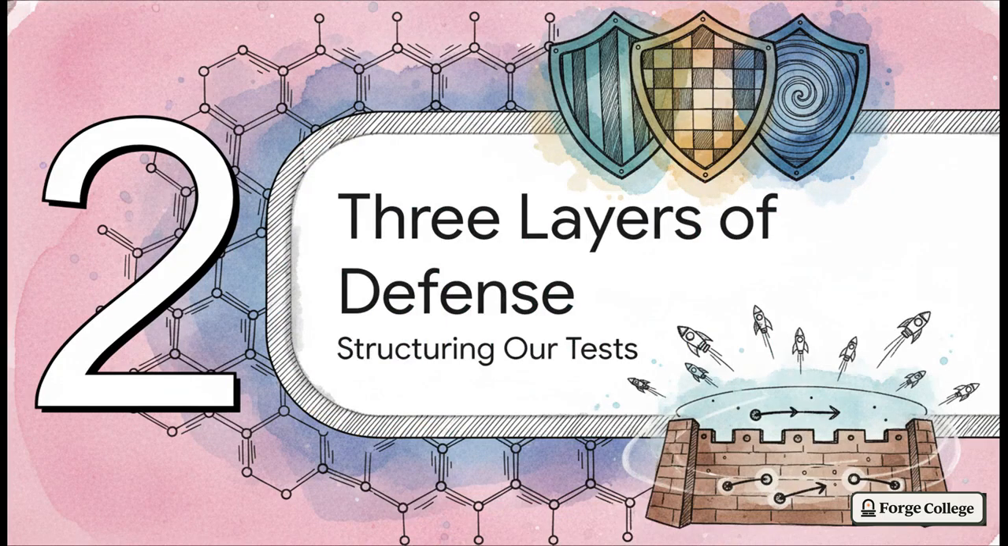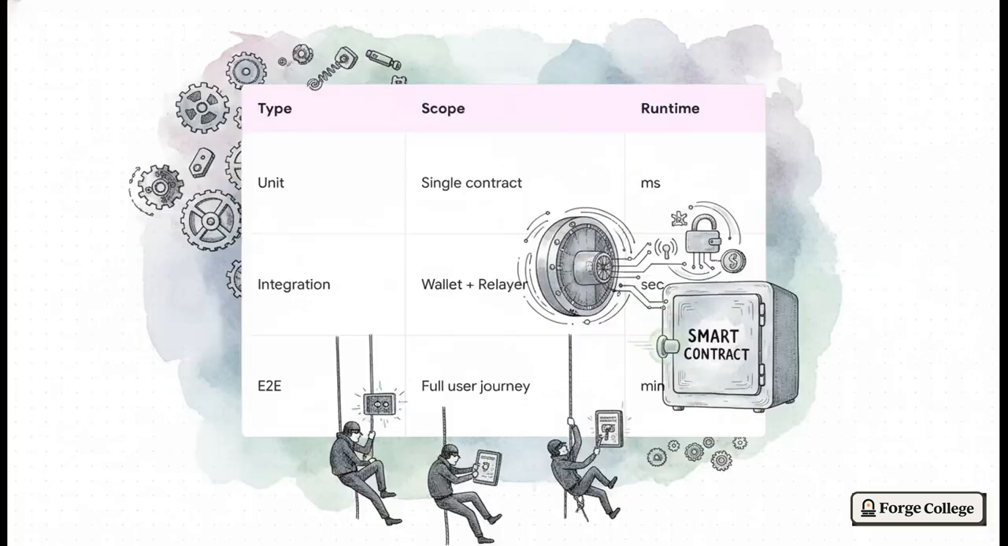Moving on to Phase 2, 3 layers of defense, and how we actually structure these tests. So we can't just throw tests at the wall and hope something sticks. Think of our defense structure like this. Our very first layer is unit tests. These are lightning fast, taking mere milliseconds to run. It's basically the equivalent of checking if the vault door hinges are properly oiled and if the individual gears inside the lock actually turn. You're testing single functions in total isolation, like basic signature validation.